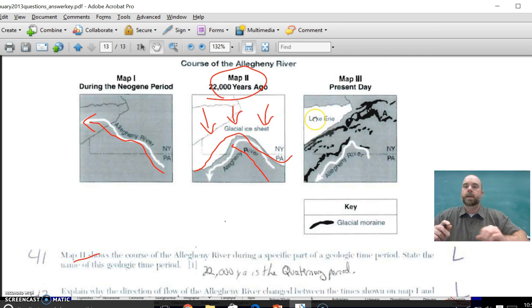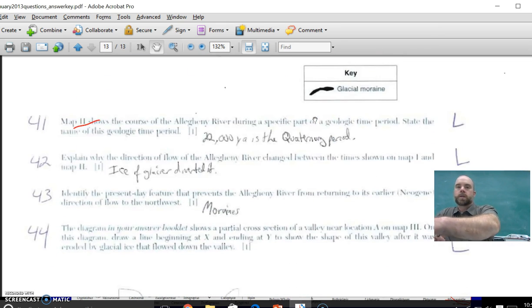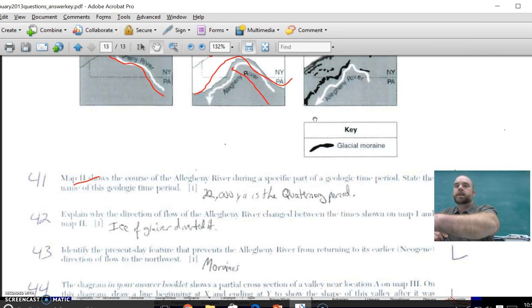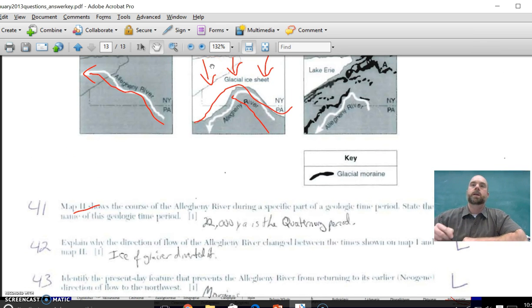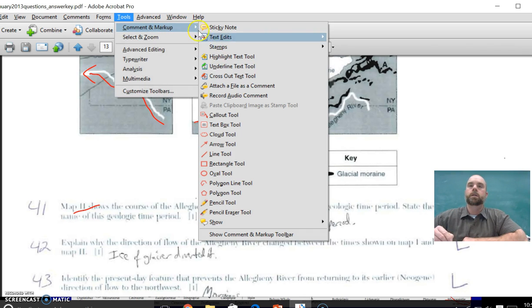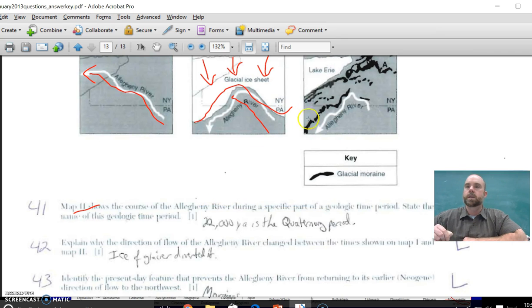And then present day. We know that a glacier leaves behind sediments, and the sediments that it leaves behind are going to be like this stuff. And sediments are called moraines. Oh, and look, it says moraine. Isn't that silly?